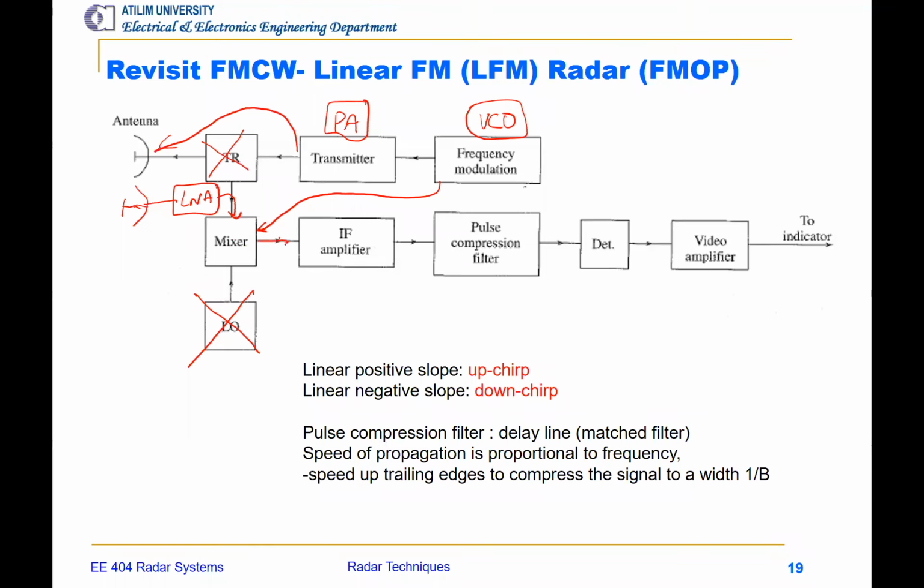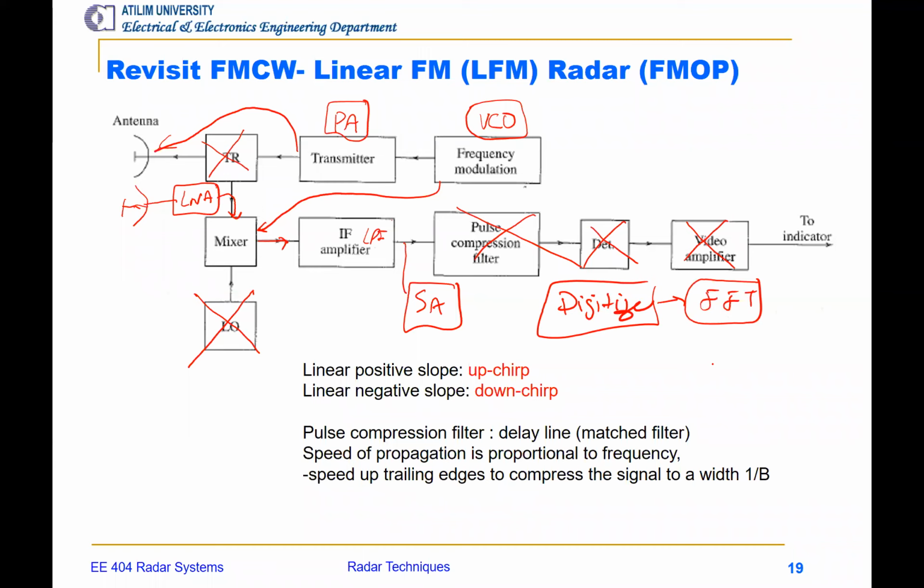Okay, so instead of a local oscillator, we have the VCO. So we mix them and get the IF. And we simply use a low pass filter here and connect a spectrum analyzer to see the beat frequency, which gives us the range. We did not use a pulse compression filter, detector, and video amplifier in the laboratory. It's going to be the second stage, where we'll use a digitizer here and use FFT or matched filter to get the range and speed information.